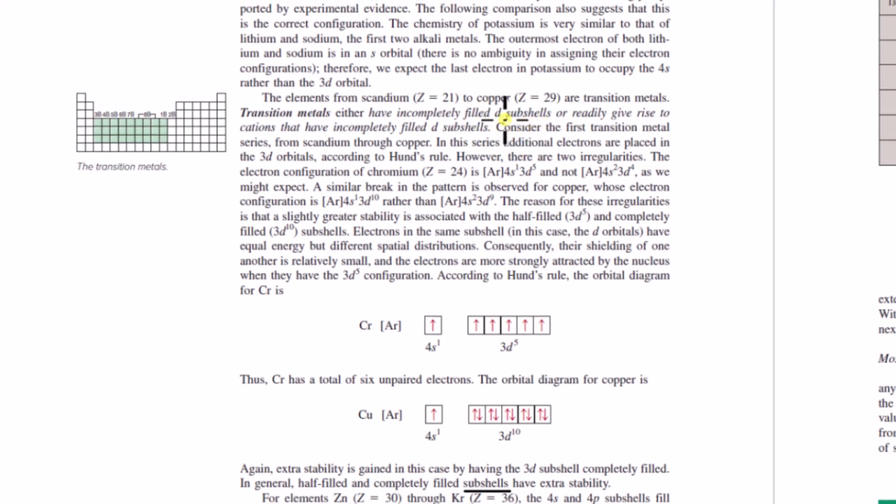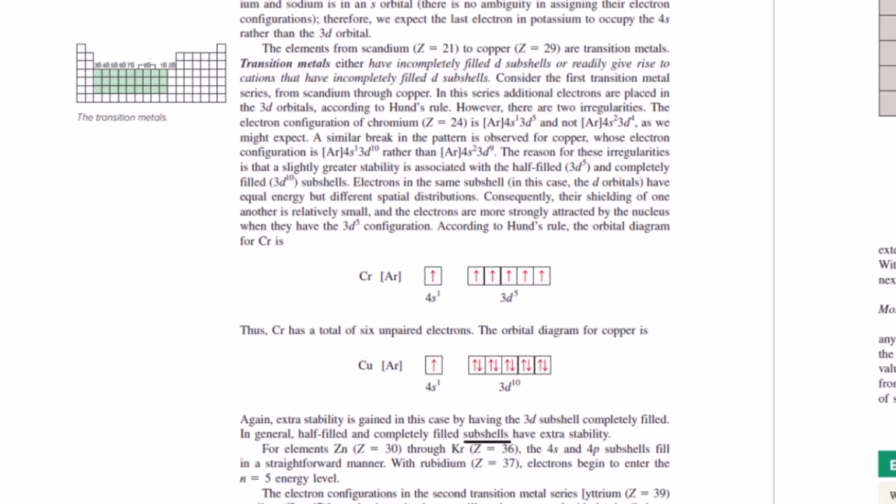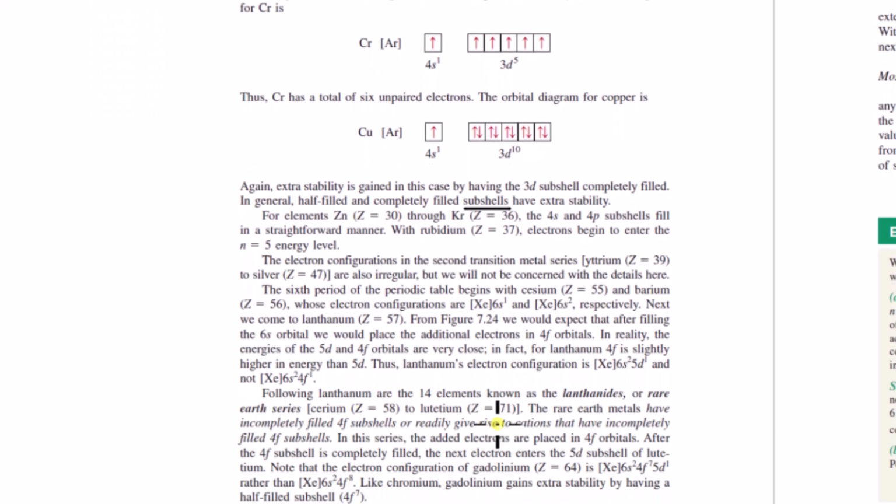So any d subshell with any principal quantum number, if it's incompletely filled or readily gives rise to cations that have incompletely filled d subshells, that's a transition metal. Here, the lanthanides, the rare earth metals, are just referring to incompletely filled 4f. So it's not just f orbitals in general. It's specifically 4f. Okay, so notice that difference. In this series, the added electrons are placed in 4f orbitals.